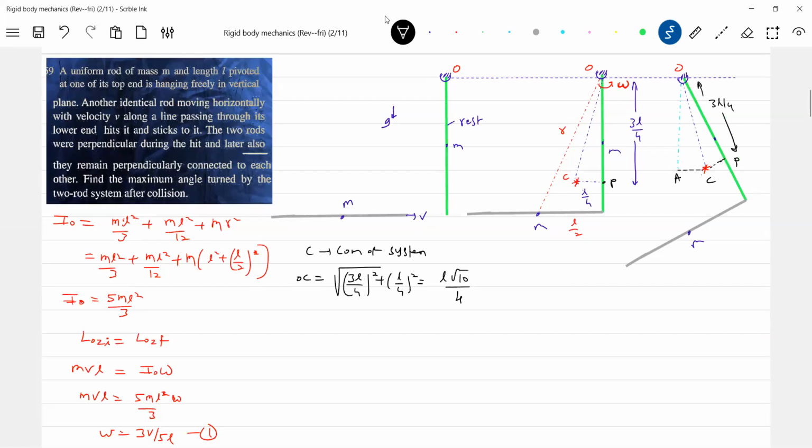All together, we should calculate this angle. The total sum of these two angles is what is being asked. Find the maximum angle turned by the two rod system after collision. So we know this angle. Am I right? We know this angle, there's no problem. What about this angle? How to calculate?